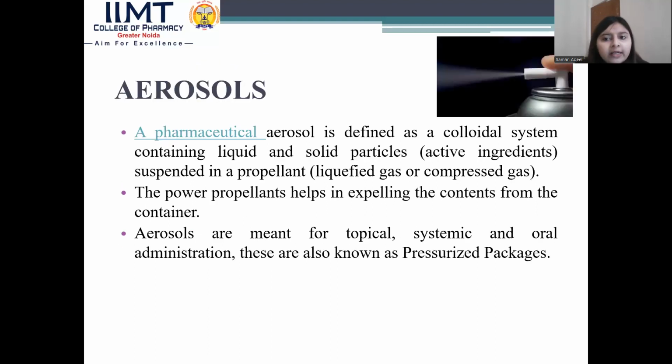Now, look at these aerosols. What are aerosols? A pharmaceutical aerosol is defined as a colloidal system containing liquid and solid particles, in the form of active ingredients suspended in a propellant. Propellant is in the form of liquefied gas or compressed gas, which creates the pressure inside the aerosol. Propellants help in expelling the contents from the container. Aerosols are meant for topical, systemic, and oral administration, and these are also known as pressurized packages because they exert pressure.